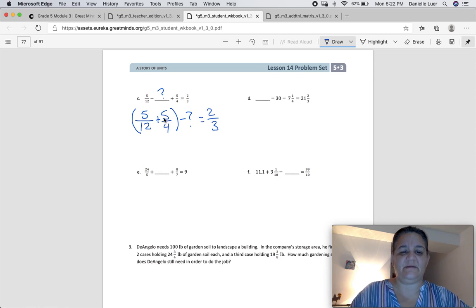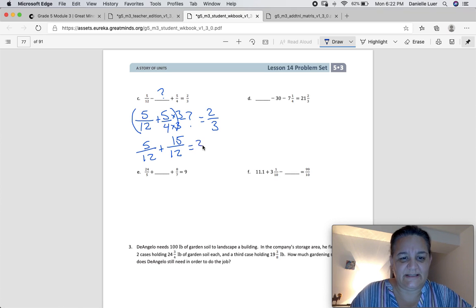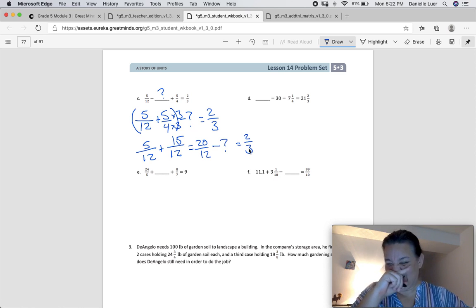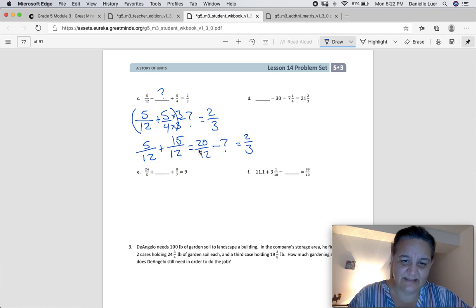Okay, so let's figure out this problem. I think we can use 12 as our common denominator. So 5 over 12 plus, and then I would need to multiply that by 3 and this by 3. That will give me 12 and 15. That gives me 20 over 12. And then I need to subtract whatever this number is to get 2/3. Okay, so what I want to do, that is an improper fraction. I want to take that back into a mixed fraction.